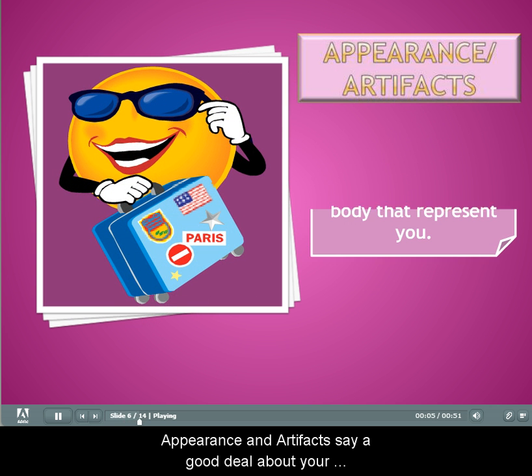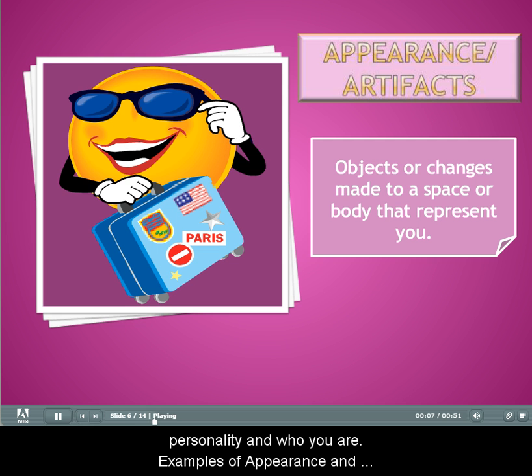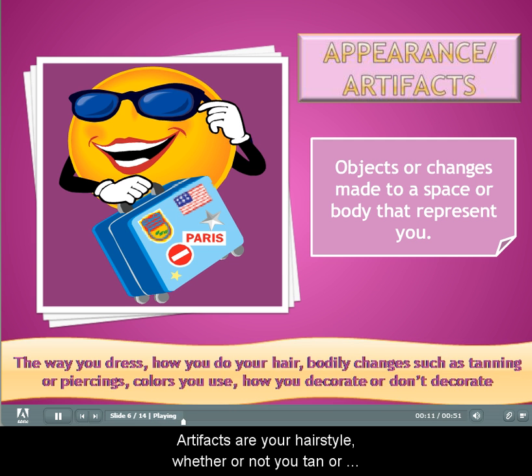Appearance and artifacts say a good deal about your personality and who you are. Examples of appearance and artifacts are your hairstyle, whether or not you tan or wear makeup, how many and where you have piercings or tattoos, the way you dress, and how you decorate your room or house. These are all objects or changes made to your body or where you live.